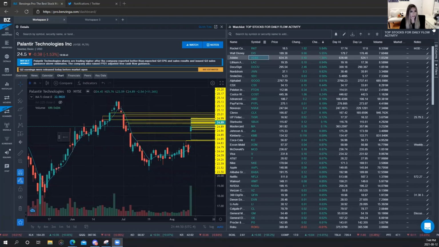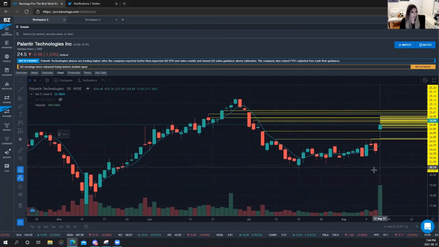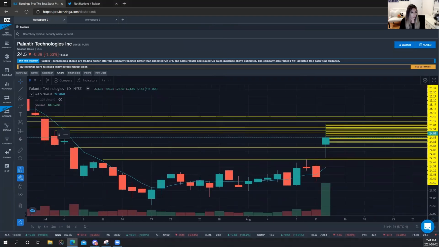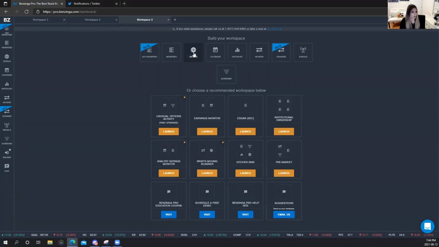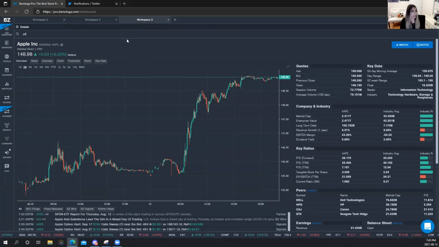So obviously I've already got my levels and everything on here. I'll go clean on this so we can have a brand new workspace with just PLTR on here.